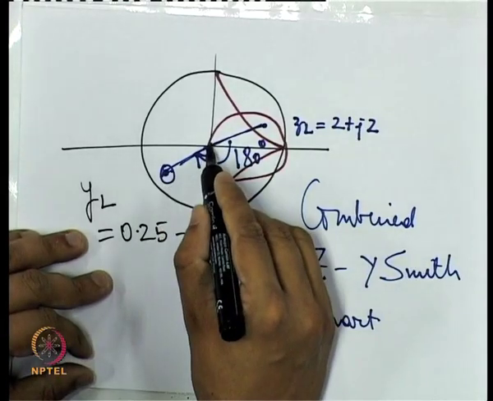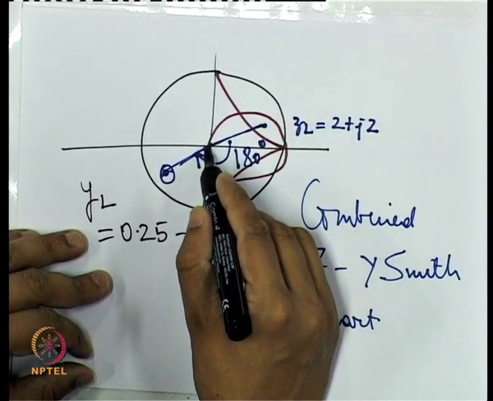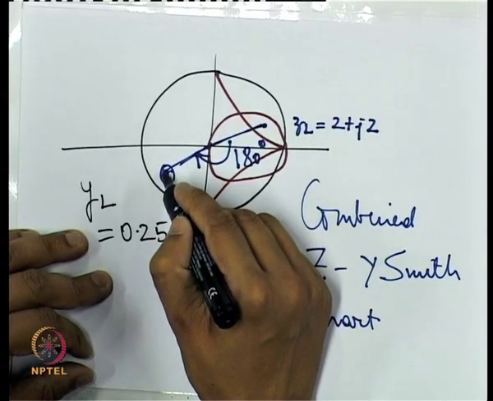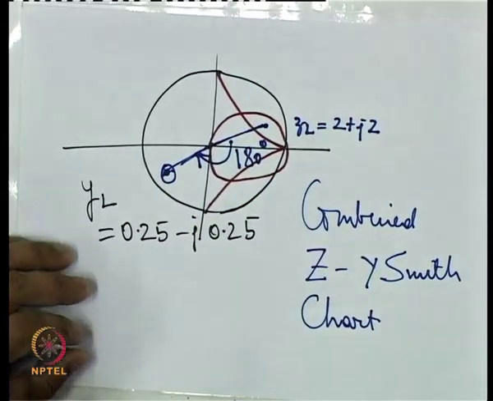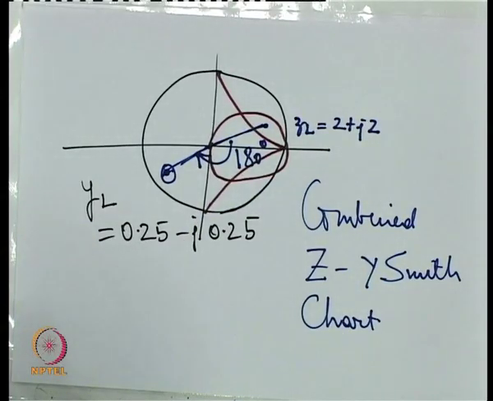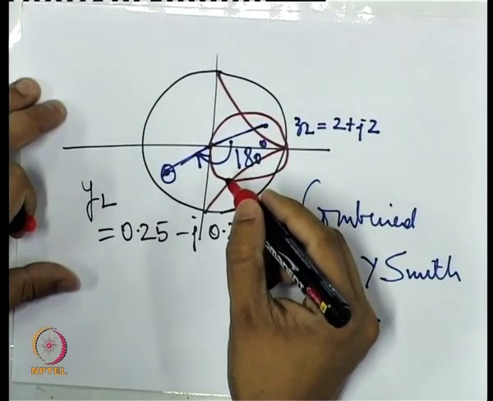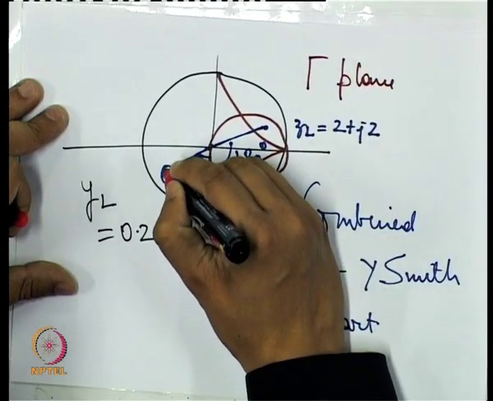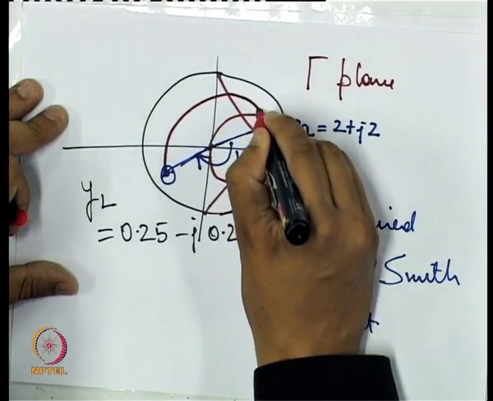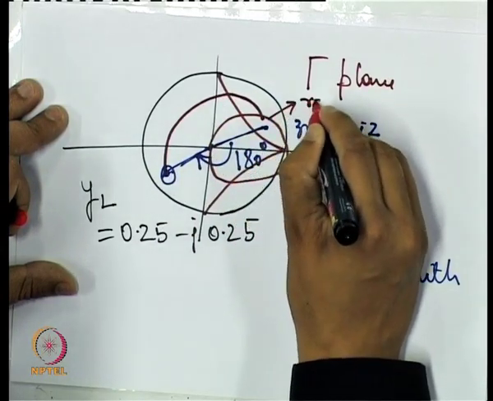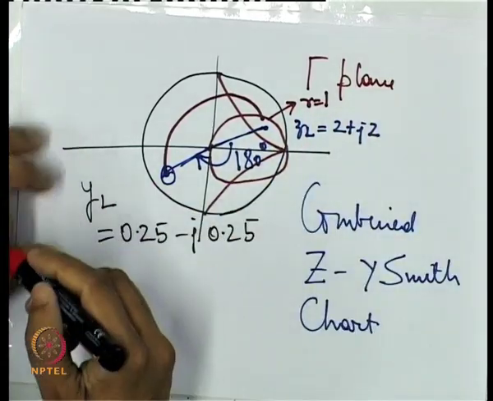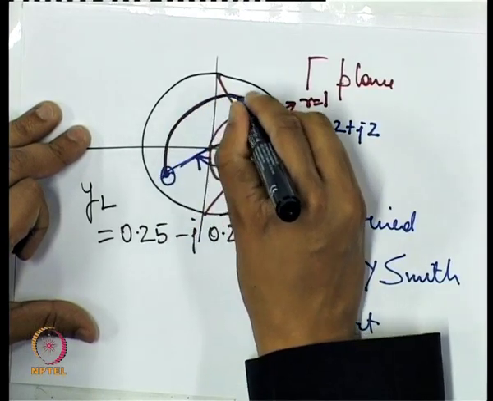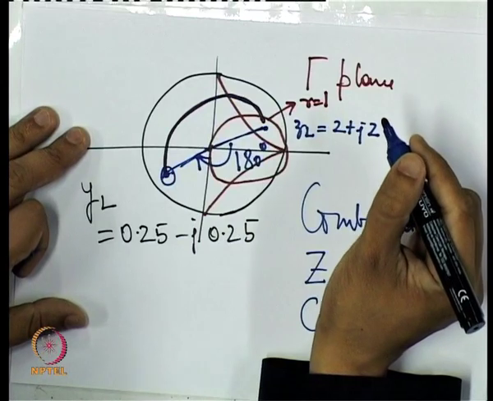So the origin corresponds to the matching for both the admittance Smith chart as well as the impedance Smith chart. So we have to again bring this point to the origin. How can we do that? One way is, you take a compass with the origin of the gamma plane as the center and draw an arc till you are crossing the r equal to 1 circle. So let me draw this properly. You are crossing the r equal to 1 circle here.